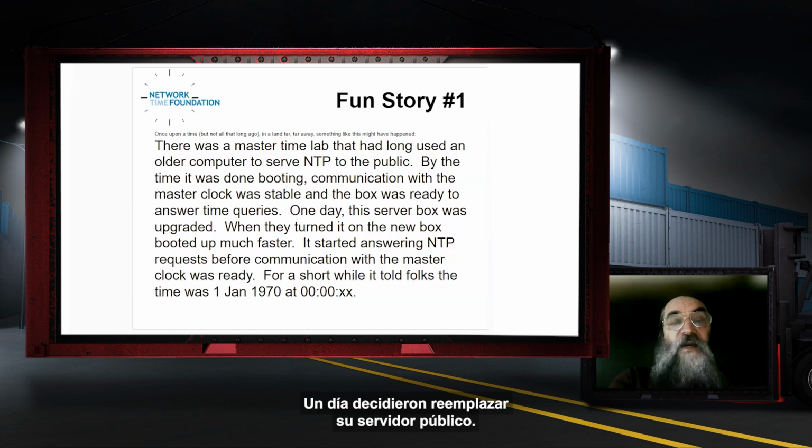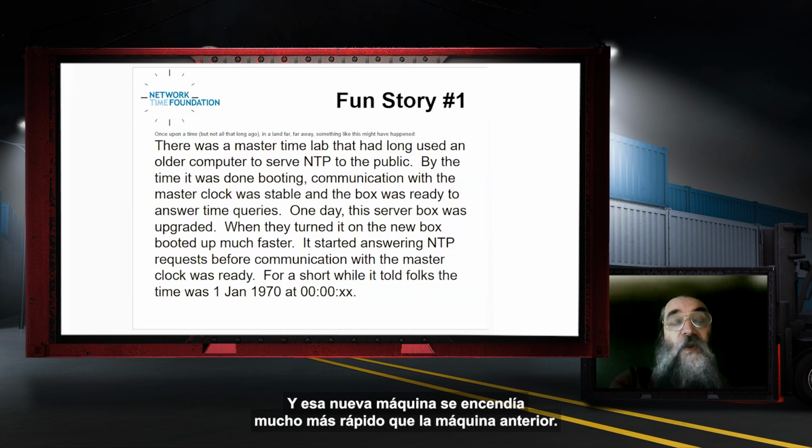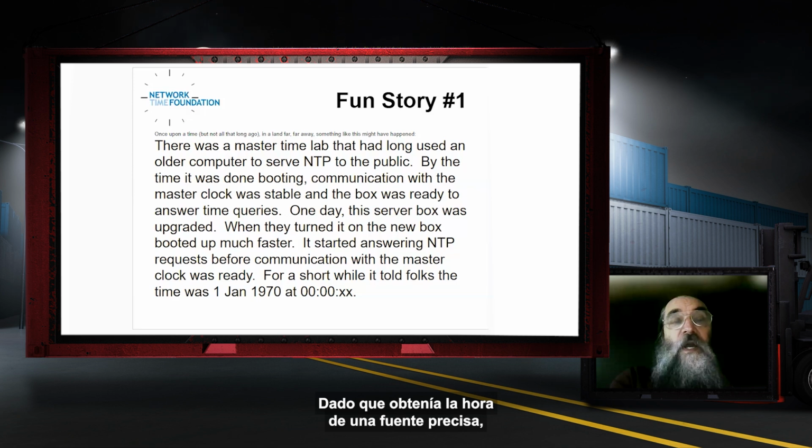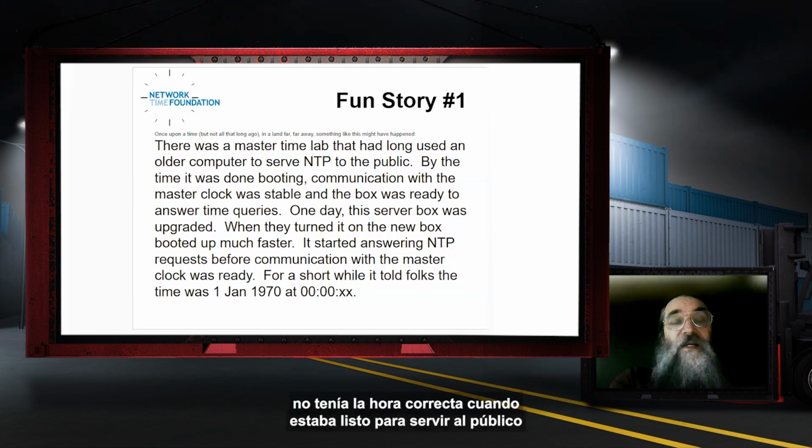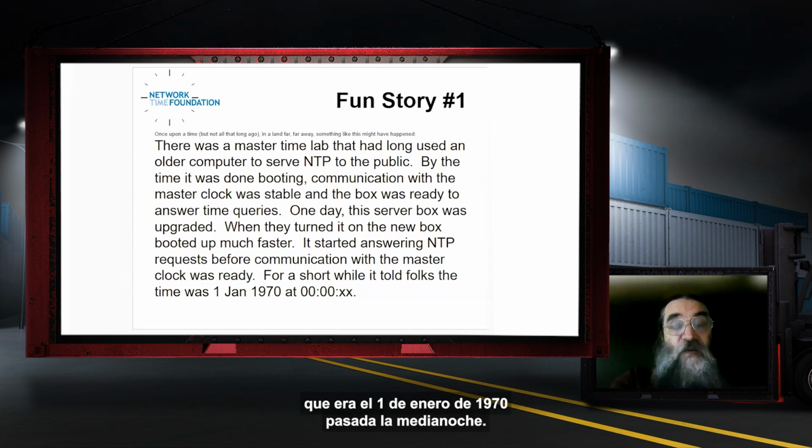And one day they decided to replace their public-facing server, and that new machine powered up much faster than the old machine. And since it got its time from an accurate source, it didn't have the correct time when it was ready to serve time to the public, and there were a few seconds where it decided to tell everybody it was the 1st of January 1970. That's slightly after midnight.